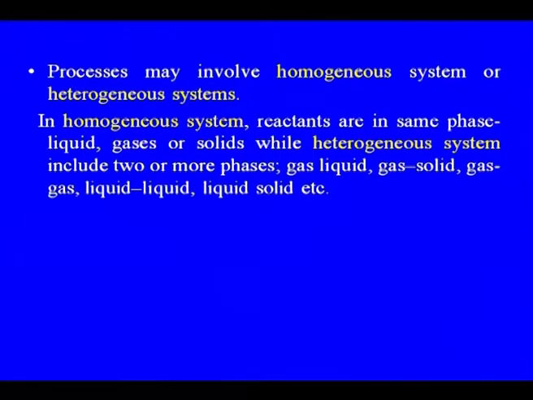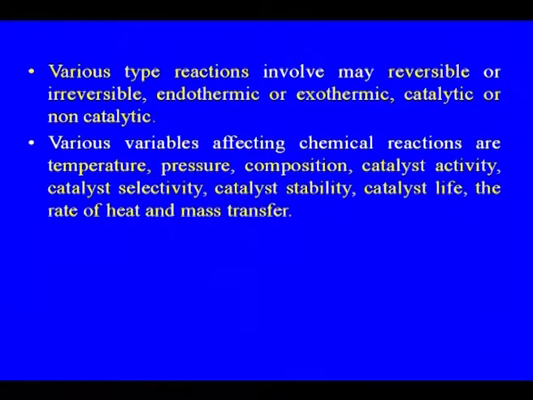A process may involve a homogeneous system or a heterogeneous system. In a homogeneous system, reactants are in the same phase, liquid, gas or solid, while a heterogeneous system includes 2 or more phases: gas-liquid, gas-solid, gas-gas, liquid-liquid, liquid-solid, etc. Various types of reactions are involved: reversible or irreversible, endothermic or exothermic, catalytic or non-catalytic.